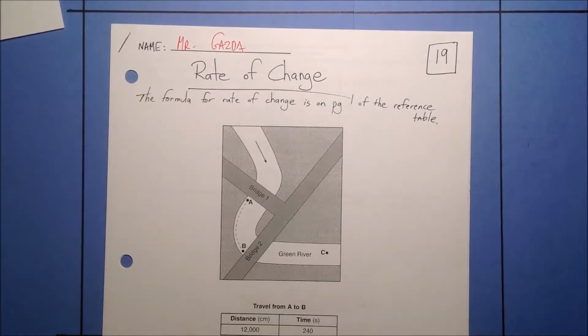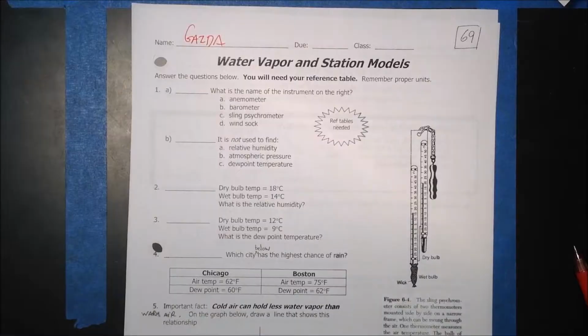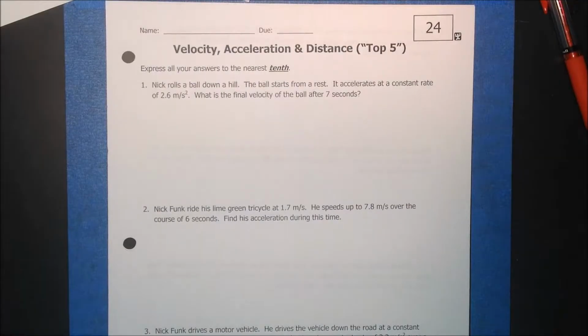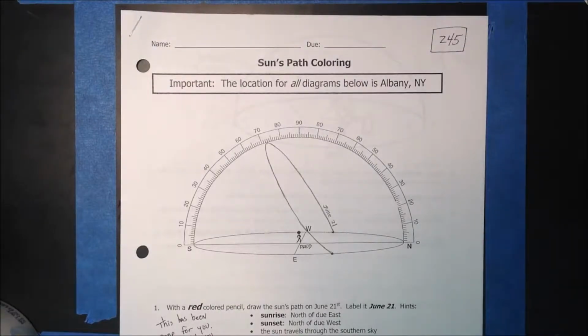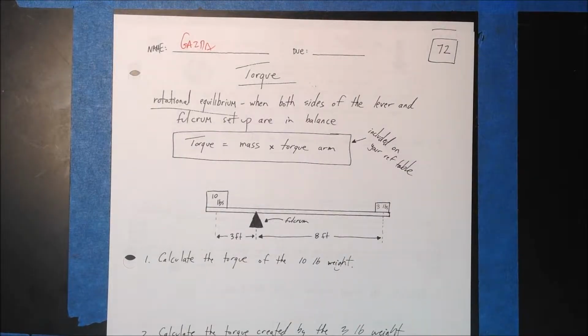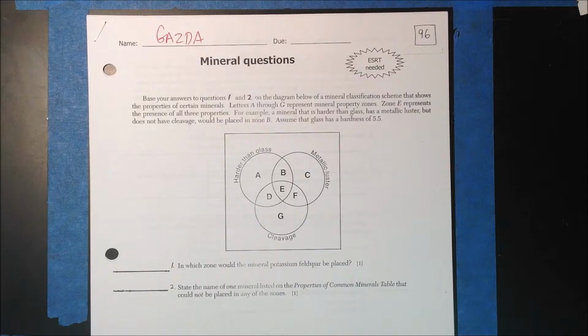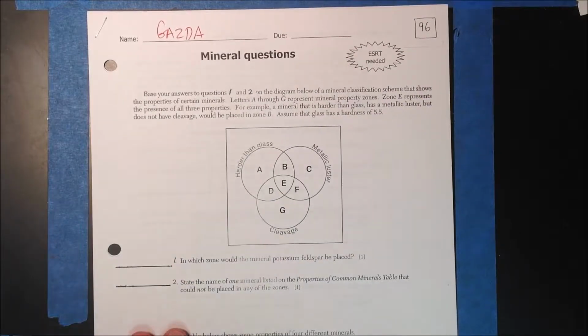Gazda here, rate of change, homework 19, here we go. Homework 69, Mr. Gazda here. Here we go, homework 24. Hello, Mr. Gazda here, 214. 45, everybody, Sun's Path coloring. Applied Physics, homework 72, Mr. Gazda here. Homework 96, let's do this.